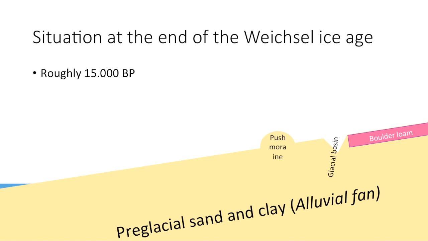At the end of the Weichsel Ice Age, that's roughly 15,000 years before present, we have a very, very low point over here, and this is where the sea is, and then all of this is the Netherlands. The Netherlands is a lot bigger, and the sea level is very low, and there is some boulder loam over here, thanks to the Saale Ice Age, which crushed a lot of stuff. And there is a glacial basin, and there is a push moraine, and the rest of it is all pre-glacial sand and clay called the alluvial fan.